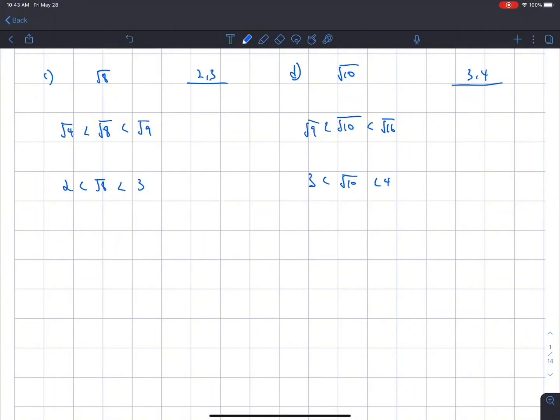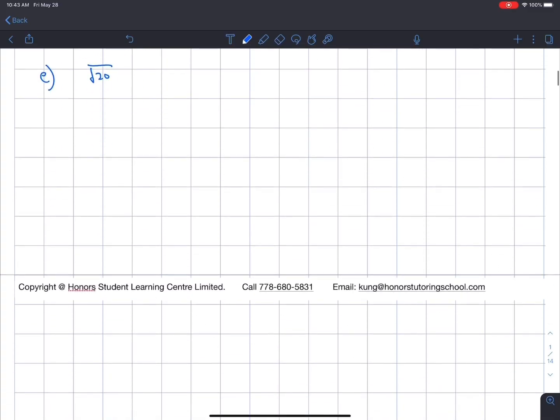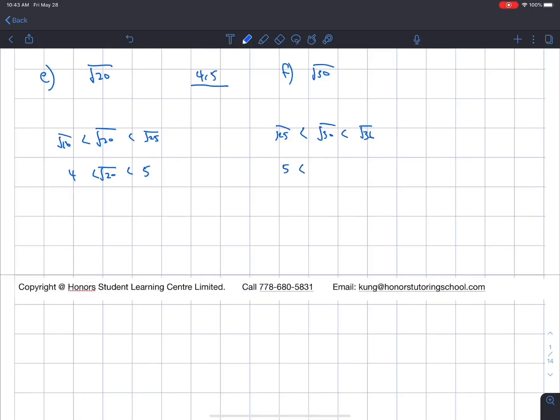And then E. Square root of 20. Square root of 20 is in between the square root of 16 and the square root of 25. So the square root of 20 is in between 4 and 5. F. Square root of 30. The square root of 30 is in between the square root of 25 and the square root of 36. So the square root of 30 is in between 5 and 6.